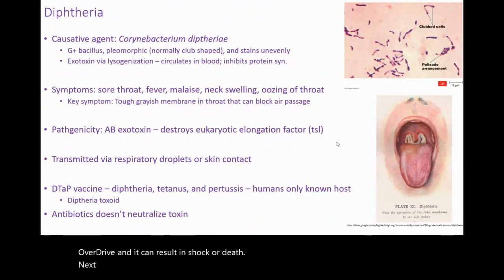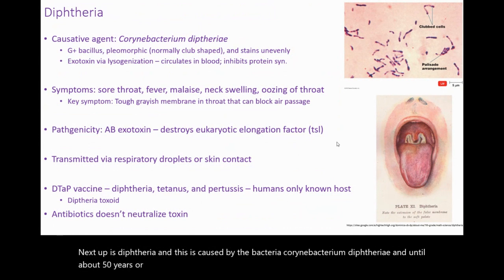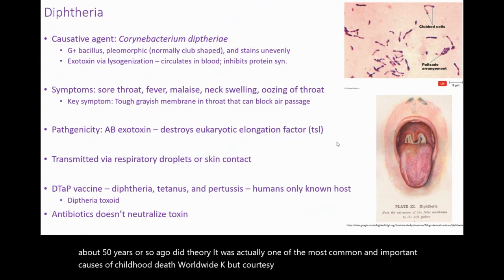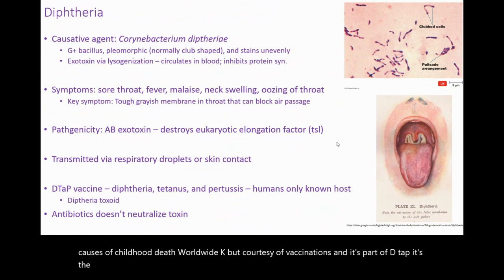Next up is diphtheria, and this is caused by the bacteria Corynebacterium diphtheriae. Until about 50 years or so ago, diphtheria was actually one of the most common and important causes of childhood death worldwide. But courtesy of vaccinations, and it's part of DTaP, it's the D, diphtheria, it has drastically reduced the number of diphtheria cases. So that's another pat on the back for vaccines.